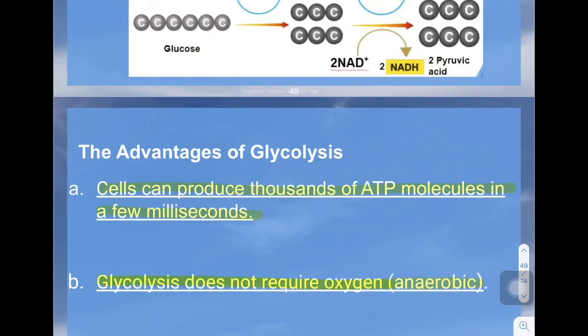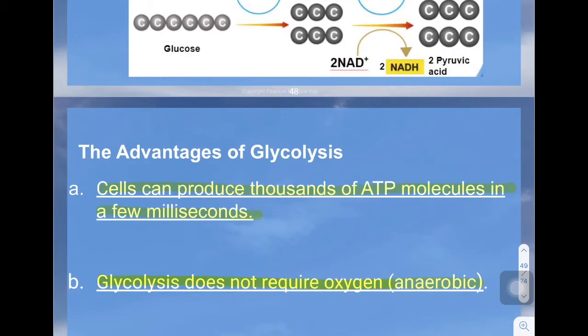There are times in a cell's life, which we're going to touch on more in a later topic, where oxygen is just not readily available, but the cell still needs energy. So being able to do glycolysis without oxygen is very important for the cell. But that's still, again, not our biggest energy maker. And the point of cellular respiration is to make a lot of energy.